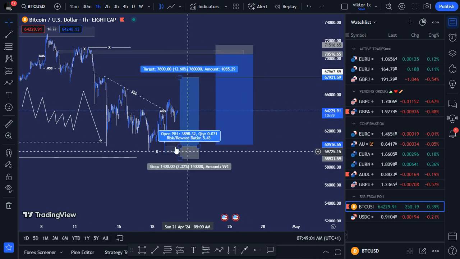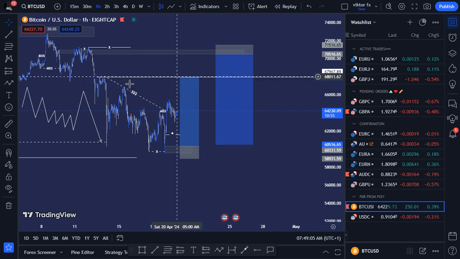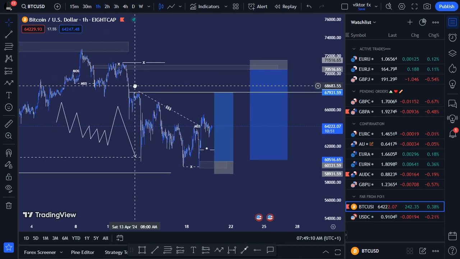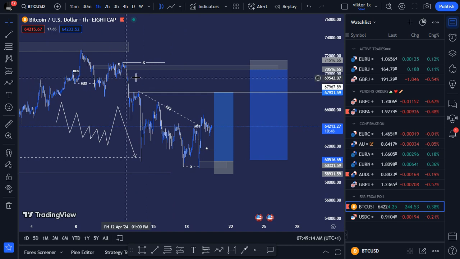I'm looking for it to buy from this point up into this point, and also I'm going to sell from this. I've been waiting for this trade ever since April 13. Yeah, I think I'm going to wrap up the video with that.